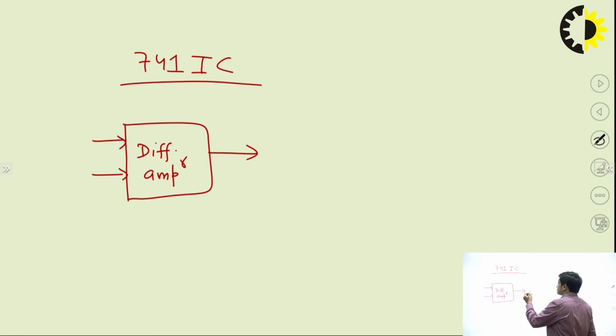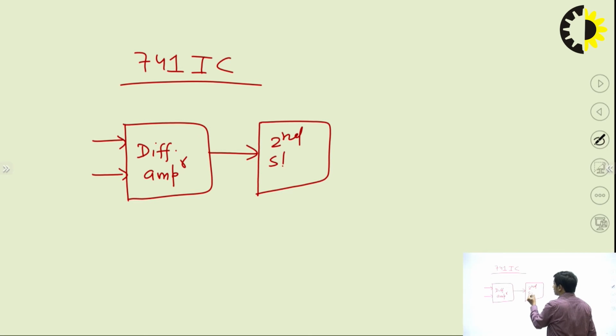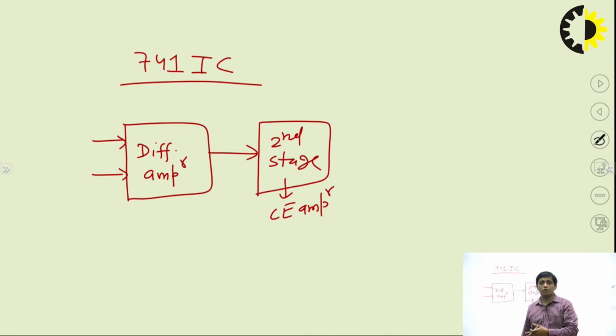Now coming to the second stage of 741 IC, that is also called the gain stage, because the second stage consists of a common emitter amplifier. And one more thing, 741 IC only uses BJTs, not MOSFETs.